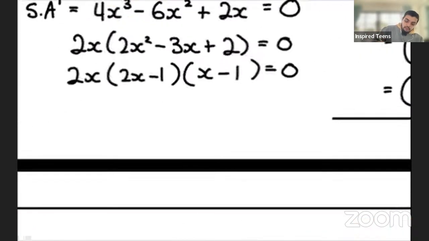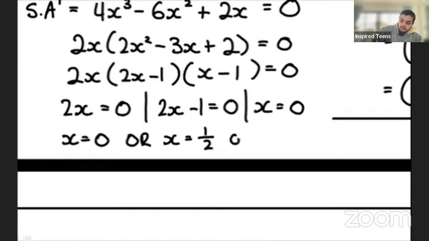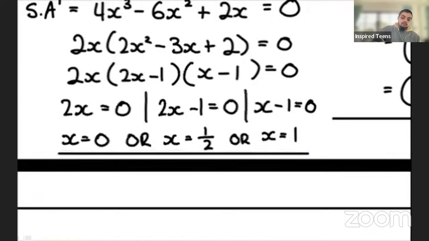Now we have 3 factors equated to 0. So we can either have 2x is equal to 0, or 2x minus 1 is equal to 0, or x minus 1 is equal to 0. So we have either x is equal to 0, or x is equal to 1 over 2, or x is equal to 1. These are our 3 options for x that could give us a maximum value for the area.